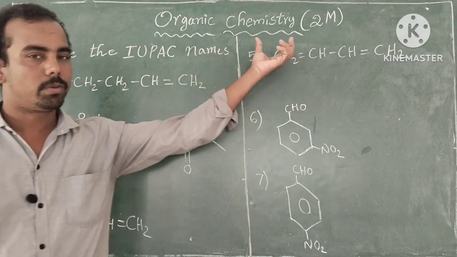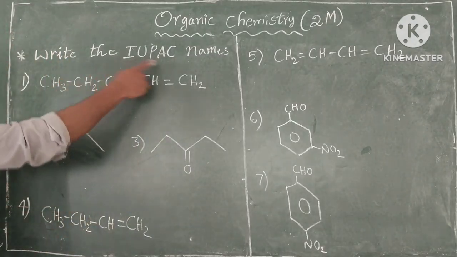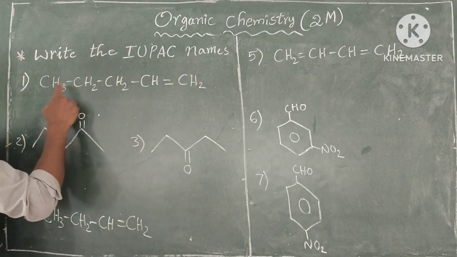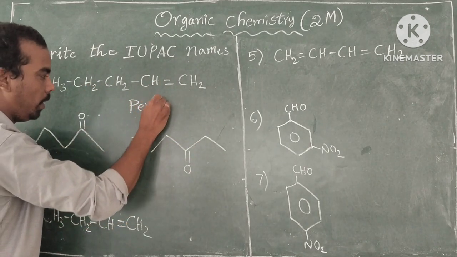Organic chemistry, 2 marks questions, maximum IUPAC names. They will ask maximum IUPAC names, so write the IUPAC names. CH3, CH2, CH2, CH double bond, CH2. How many carbons? 1, 2, 3, 4, 5. 5 carbons means pent.